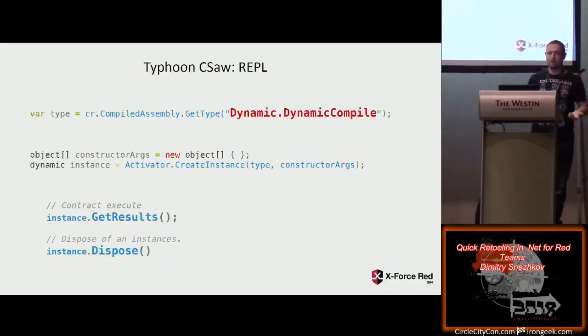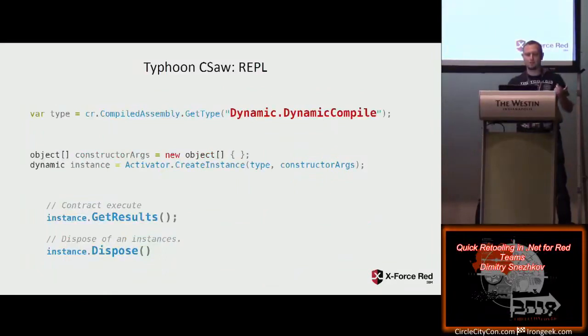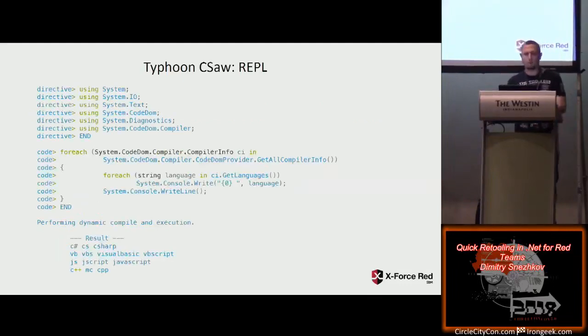So we're dynamically compiling. We're creating, so we talked about a contract, right? So in order for us to do REPL, we should be able to get some results out of things that we compile. So our code adheres to just 2 API, 2 functions, get results and dispose. Dispose is there so we don't leak memory and we can actually iteratively do REPL. And so what you get is a REPL that you paste your directives using system, IO, whatever the case may be that you're trying to invoke, and then the actual code that you're executing. In this example, you're just listing providers on the system. All of that is interactive, right?